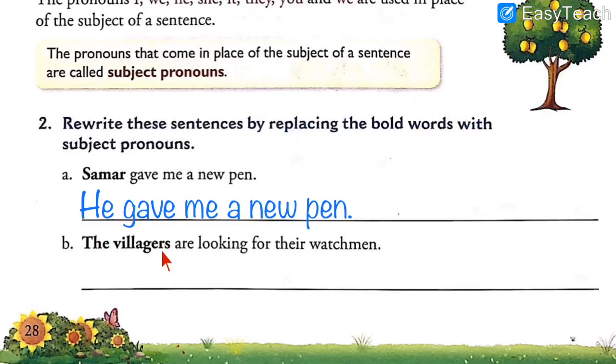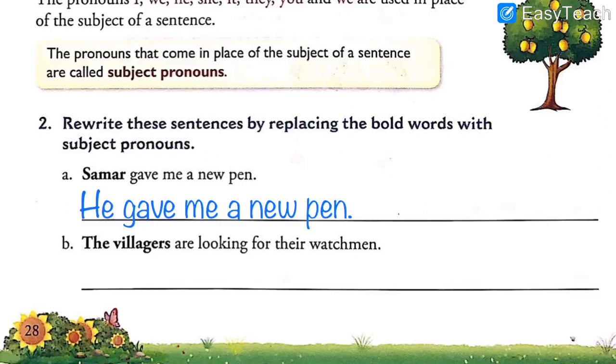Now the villagers, see over here it is clearly seen it is plural. It is not singular. So plural means more than one. The people living in a village are called the villagers. So is there any one or many? There are many people. So it is plural, more than one. When it is plural, which options do we have? Which pronoun can we use for plural? We cannot use he, she, it. For plural, we can use they or we. We can either use they or we.